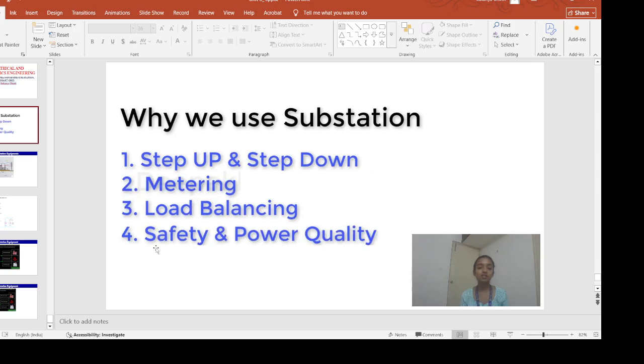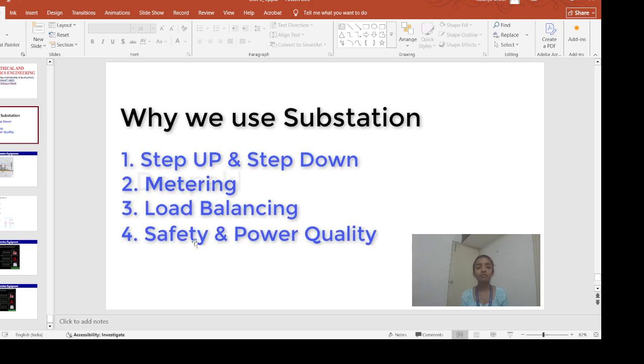The next function of the substation is safety and power quality. In the generating station, electricity is generated at 11 kV. That 11 kV we don't use straight away in our houses. Finally we are using 220 volt in our houses, but that electricity we are not directly using in our houses.